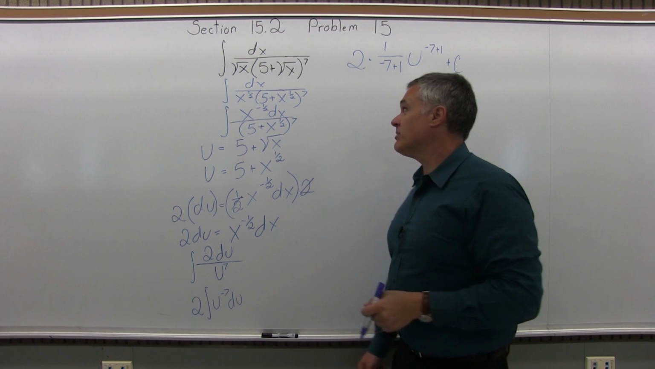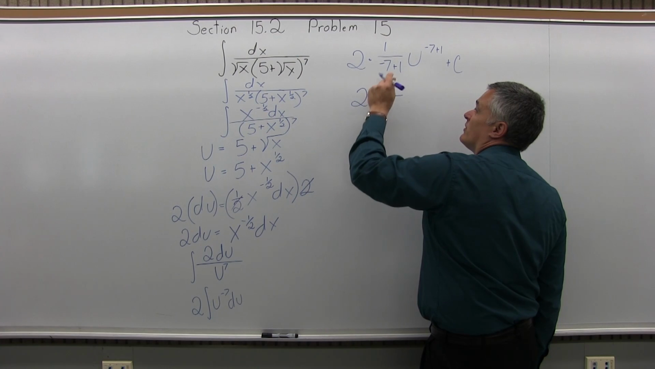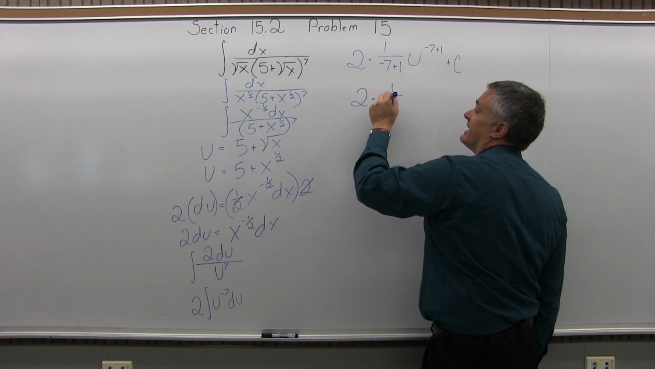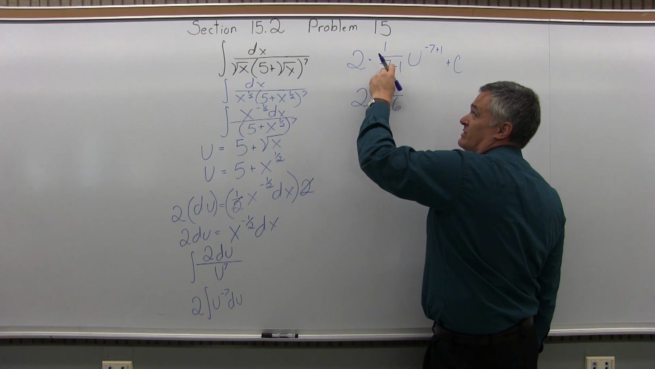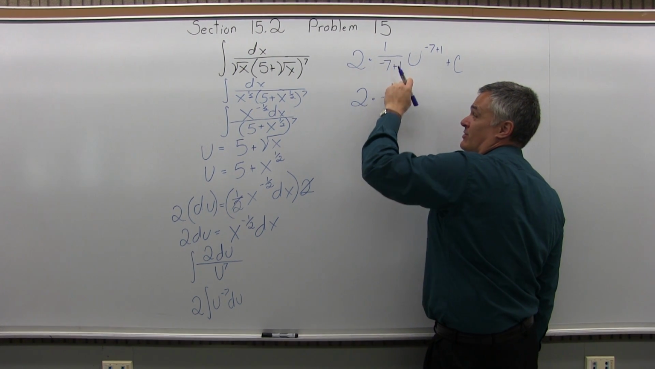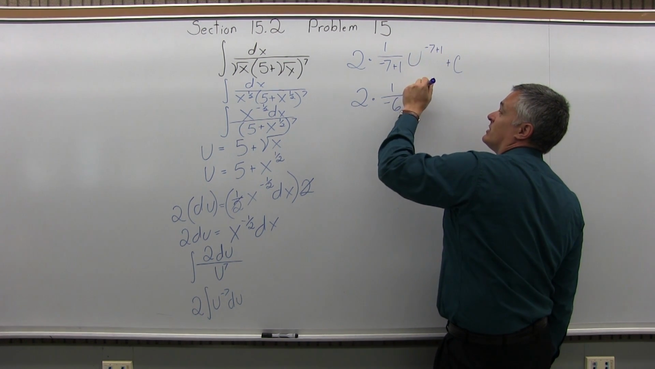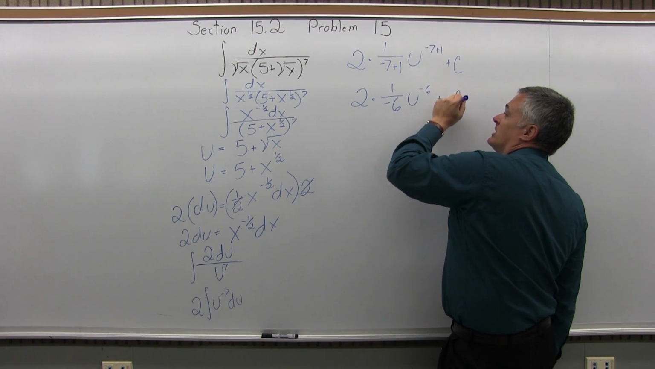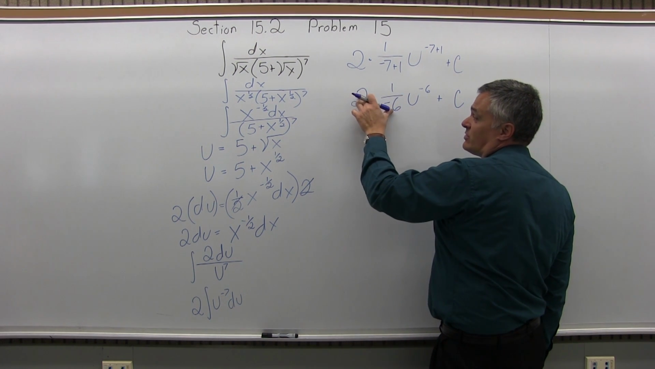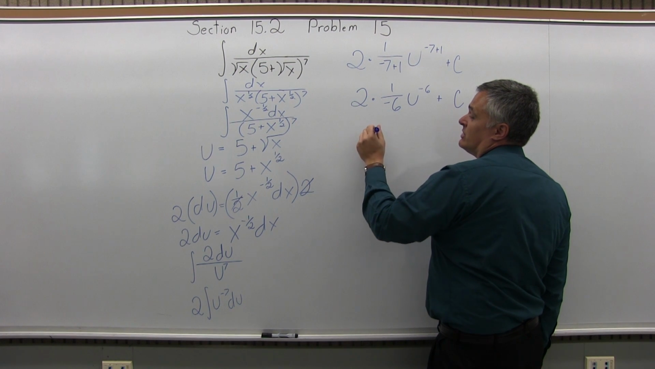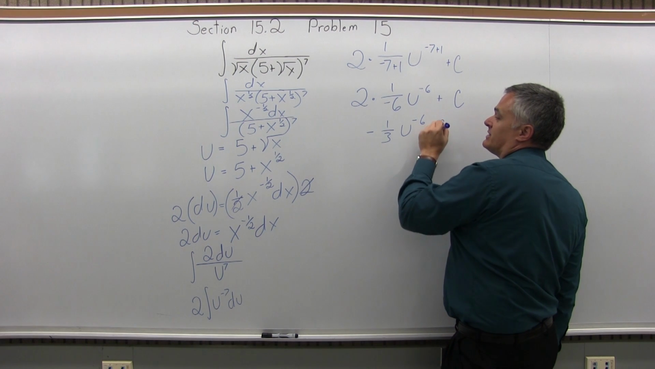So now let's just clean it up a little bit. The 2 in front will stay for one more step. 2 times 1 over negative 7 plus 1 is negative 6. Right? Careful when it's a negative. If it's 7 degrees below 0 and it warms up a degree, now it's 6 below 0. Same type of thing with the exponent. Negative 7 plus 1 is negative 6 plus a constant. And now 2 times 1 over negative 6, I can reduce the 6 and the 2, so I'll have minus 1/3 u to the minus 6 plus a constant.